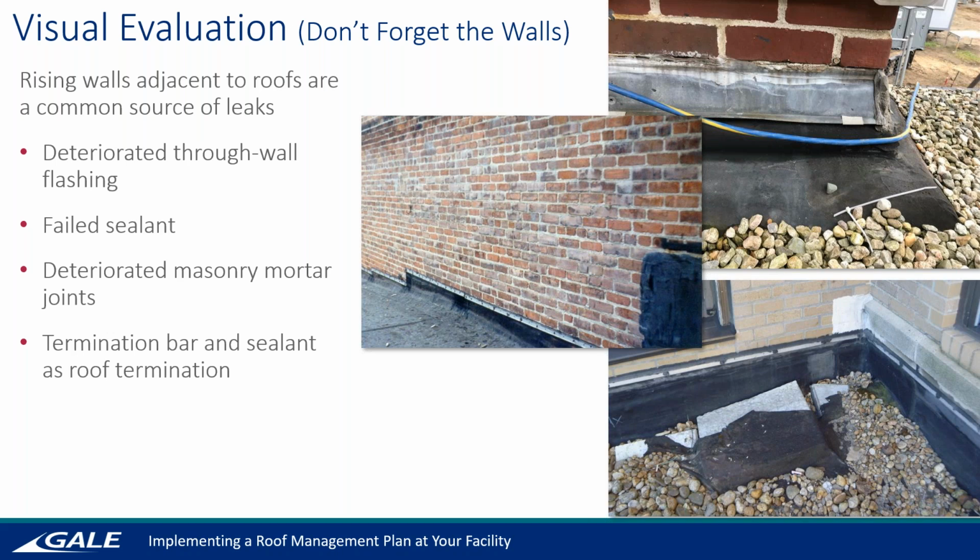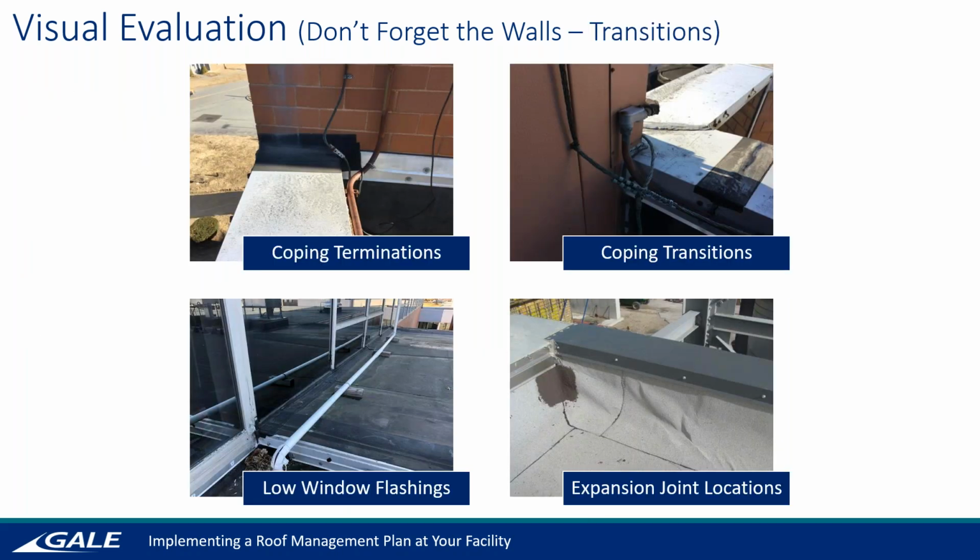There are a lot of things like deteriorated through wall flashings, failed sealant, deteriorated masonry joints if that mortar's falling apart. Termination bars have a sealant, obviously, so what's the condition of that? Coping terminations, again, don't forget the walls, so where are those walls terminating? You can see there's a peel and stick there, so they've had a problem. At the transition there have been a number of repairs. Obviously, that's a very difficult transition. You photograph that, you document that location so that you can input all that information.